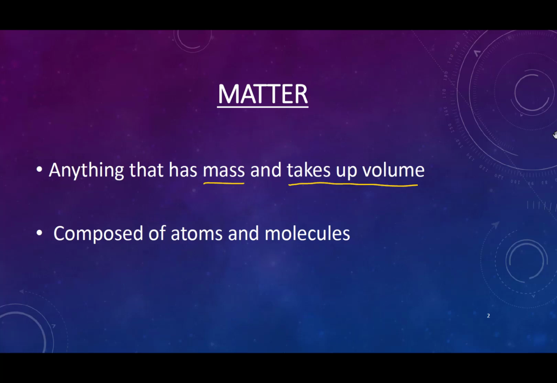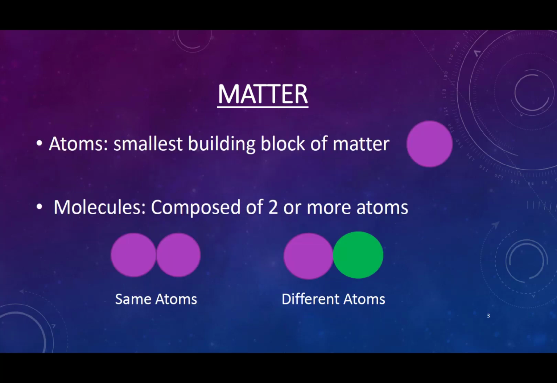Matter could be atoms, or it could be molecules. Now, what's the difference between atoms and molecules? Atoms are the smallest unit of matter. Okay? Atoms are just one thing. If you look at this pink sphere, it's just one thing. That's an atom, which we could call a hydrogen atom. Okay? It's just one thing. All right? Now, when two or more atoms join together, they make molecules.